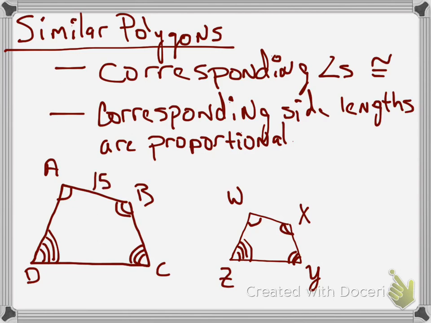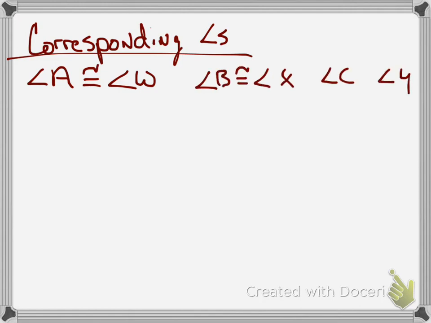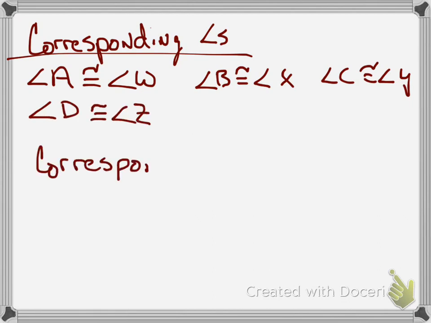So now let's look at what happens if I give you the sides. How am I going to compare this? How am I going to know those side lengths are proportional? Okay, so what I'm going to do is, first off, make sure we understand the angles again. Angle A is congruent to angle W. Angle B is congruent to angle X. Angle C is congruent to angle Y. And angle D is congruent to angle Z. But if I look at the sides, I want to see that they're proportional.